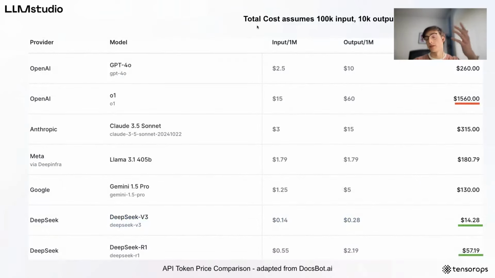So I tested out a simulation where I assumed 100K input tokens, 10K output tokens, and doing 1,000 calls of this for different models. And we can see here that GPT-4o is costing $260. OpenAI o1 is costing, Jesus, 1,500. Imagine how much that is. And then on the bottom, we see V3, the direct competitor of 4o, with only $14, and R1, 57. Compare this to these 1,000. Of course, it makes a difference.